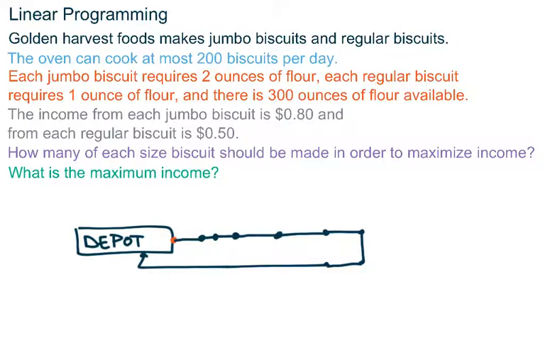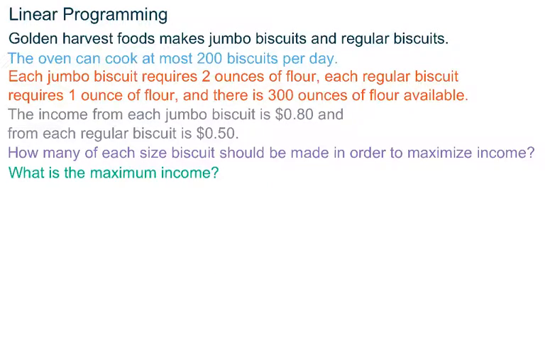So that's kind of the idea of what we're doing here, but we're going to do it with a silly biscuit problem. We're dealing with Golden Harvest Foods, and they make both jumbo and regular biscuits, two types of biscuits. We have quite a few constraints. One is that we can only cook 200 biscuits per day. Another is that jumbo biscuits require 2 ounces of flour, but regular biscuits only require 1 ounce of flour. Also, we have a finite quantity of flour. We only have 300 ounces available.